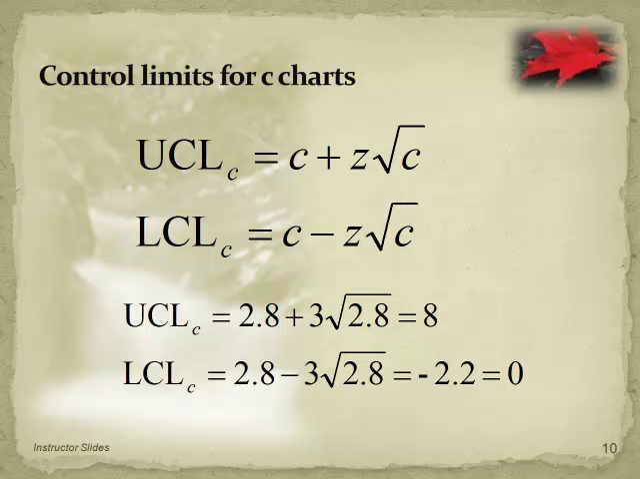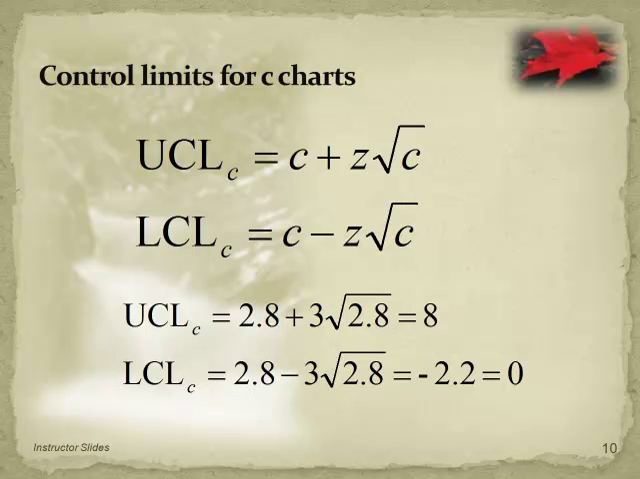We can calculate the upper control limit to be 8 defects per night. The lower control limit will calculate to be negative 2.2. Now, once again, is it feasible to have a negative number of defects? If you think about that, the answer is no. So once again, just like on a P-chart, if the lower control limit is a negative number, you're going to convert that negative number to the lowest feasible number that you could have, and that would be 0 defects.